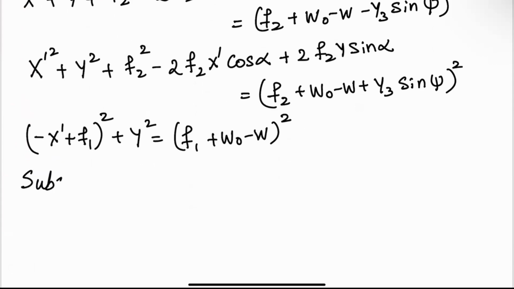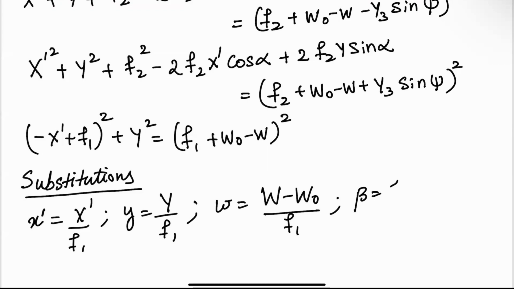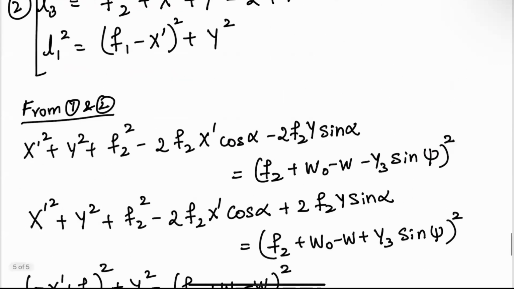So I'm going to make the following substitutions. Small x prime is capital X prime divided by f1. So I'm normalizing everything to f1 now. Small y is y over f1. And small w is W minus W naught over F1. Beta is F2 over F1. Gamma is sine psi over sine alpha. So psi was the output, the exit angle, and alpha was the angle of the focus with respect to the axis, right? If you go back to this picture.